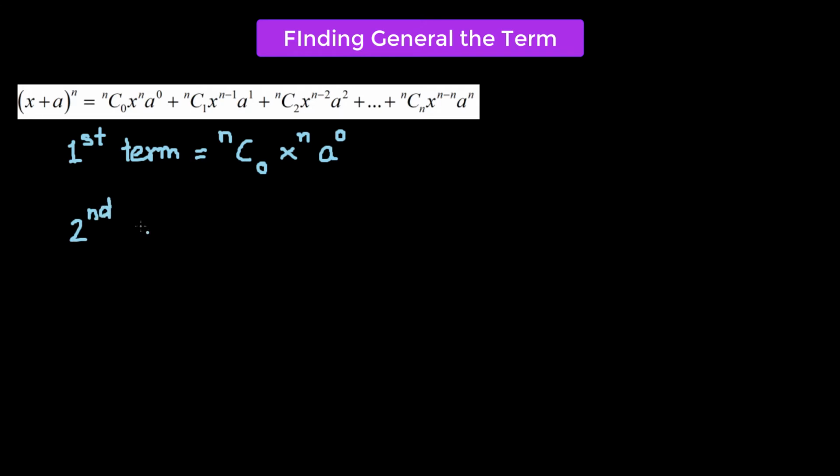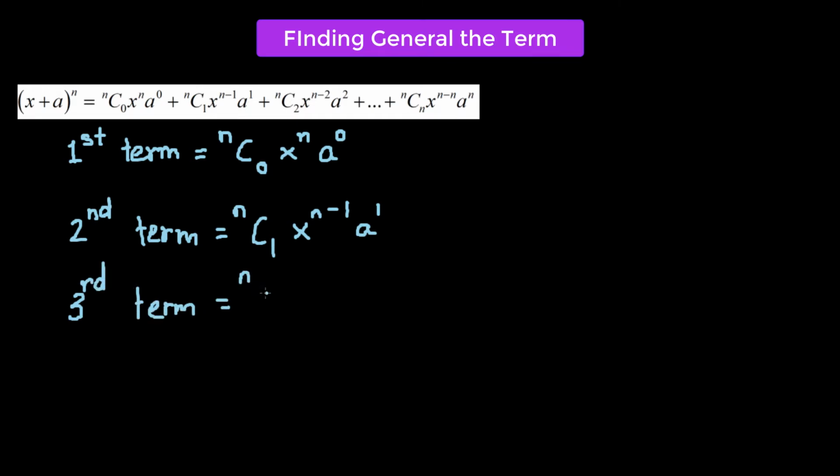The second term is nC1 x^(n-1) a^1. Our third term is nC2 x^(n-2) a^2, and so forth. So here we observe that the suffix of C for the first term is 0, for the second term it's 1, for the third term it's 2. It's always 1 less than the number of terms.